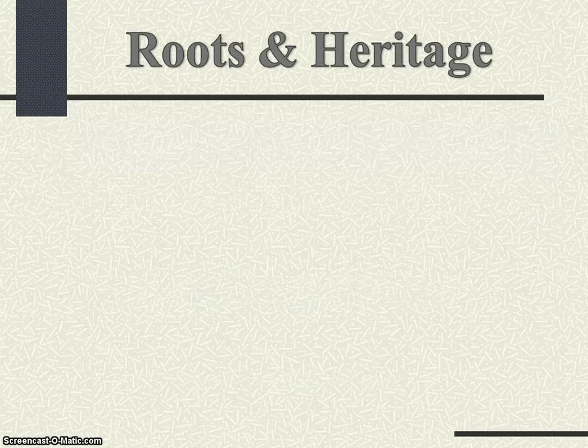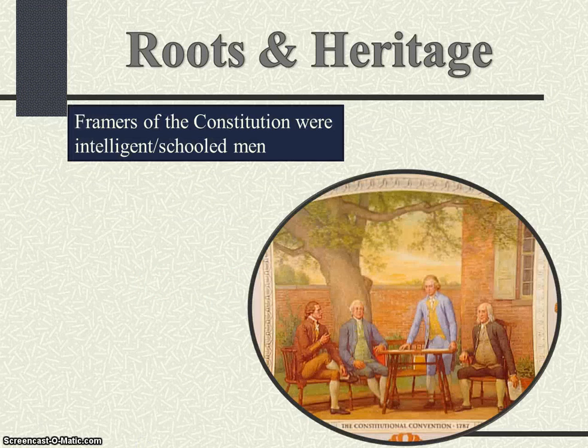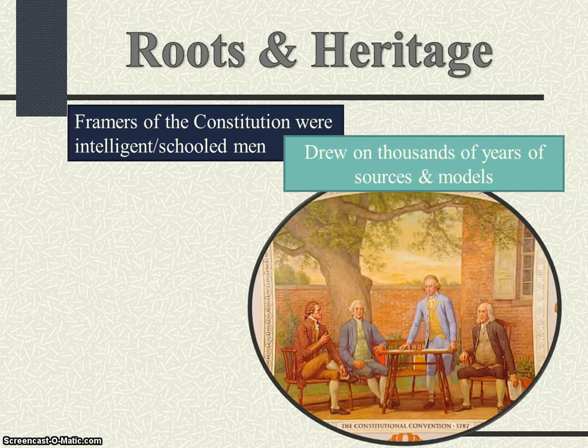All right, so the roots and heritage of the U.S. Constitution begin with your framers being very intelligent, schooled men. They're educated, they're well read, they've done a lot of research in government systems. So they're going to draw on thousands of years of sources and models to try to establish what they think would be best for our nation.